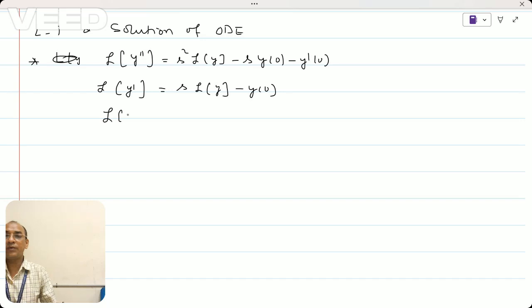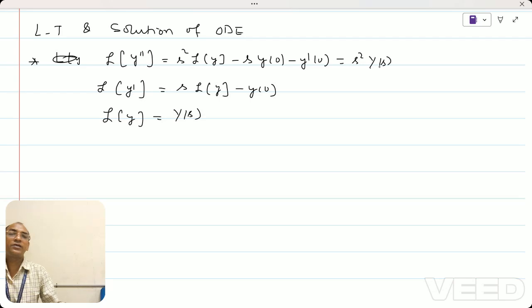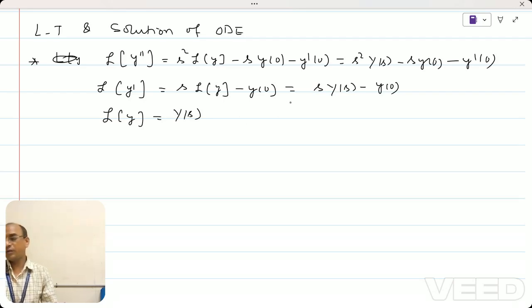And as we know, the Laplace transformation of y, if we denote it as Y(s), then this will be nothing but s square Y(s) minus s y of 0 minus y dash of 0, and this will be s Y(s) minus y of 0. Okay, so these are the formulas we will apply to solve certain problems. So let me take one example here.